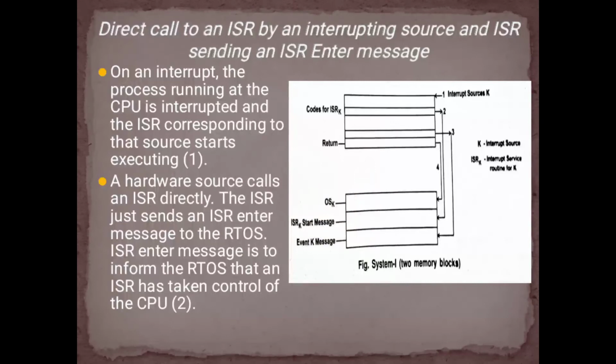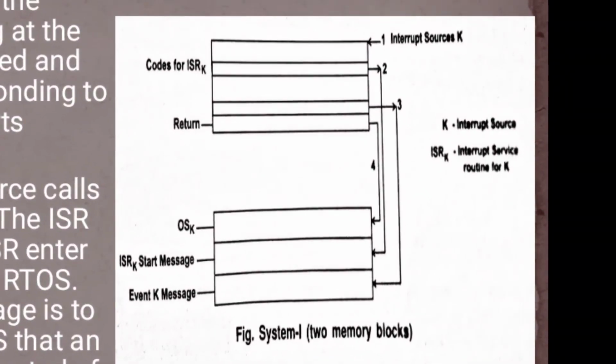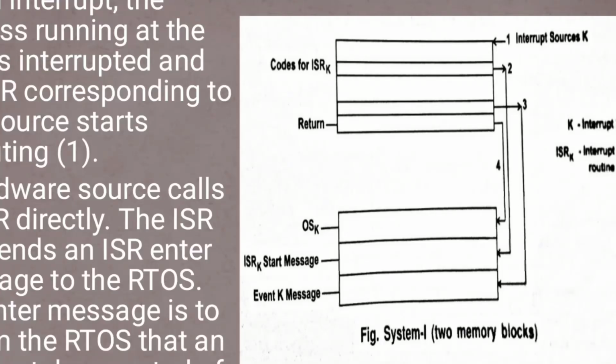Let me start with the first one: direct call to an ISR by an interrupting source, and the ISR sending an enter message. See that one. Here we are having two memory blocks. Under that one you are having a CPU now.